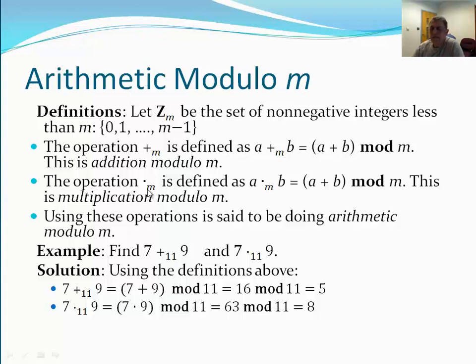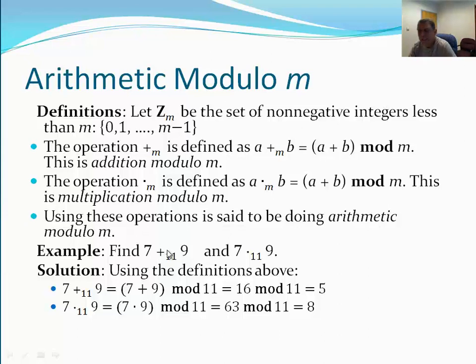And the operation times sub m, this multiplication, is defined as a times sub m b equals a times b mod m, not plus. This is multiplication modulo m. Using these operations is said to be doing arithmetic modulo m.